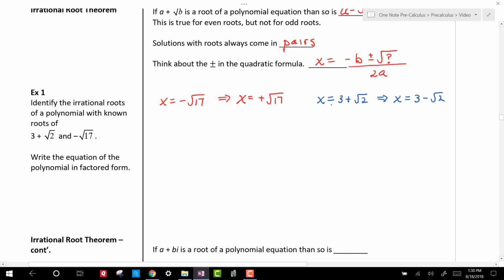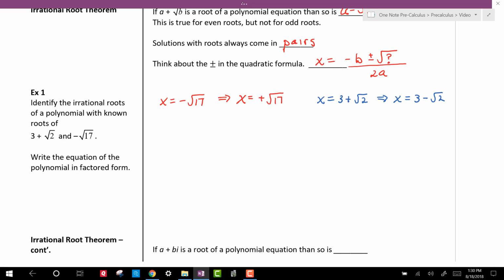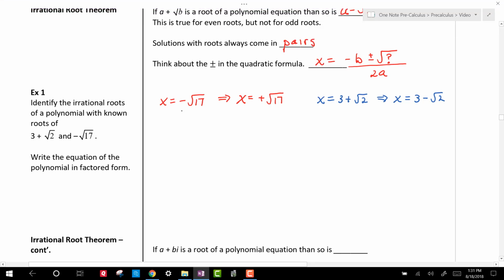So the next thing it says to do is write the equation of the polynomial in factored form. In order to do that, I need to put these guys back into factors. The way I put a solution back into a factor is I bring the number here back over with x. So I'm going to go ahead and add the square root of 17 to both sides here. So I get x plus the square root of 17 equal to 0. I'm going to subtract the square root of 17 on this guy, on both sides. So I get x minus the square root of 17.